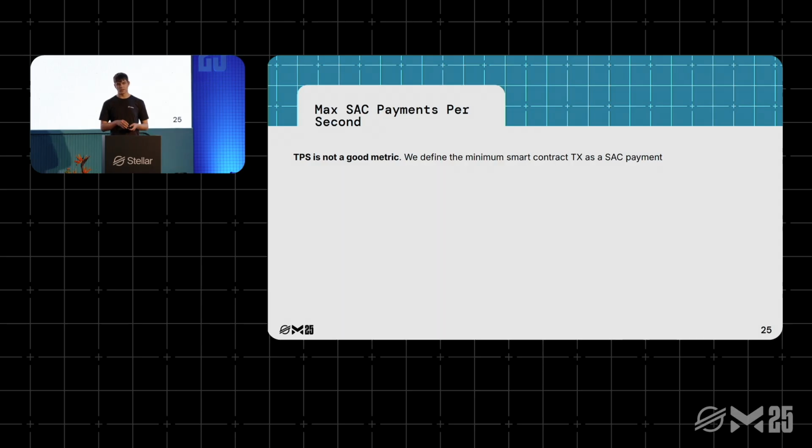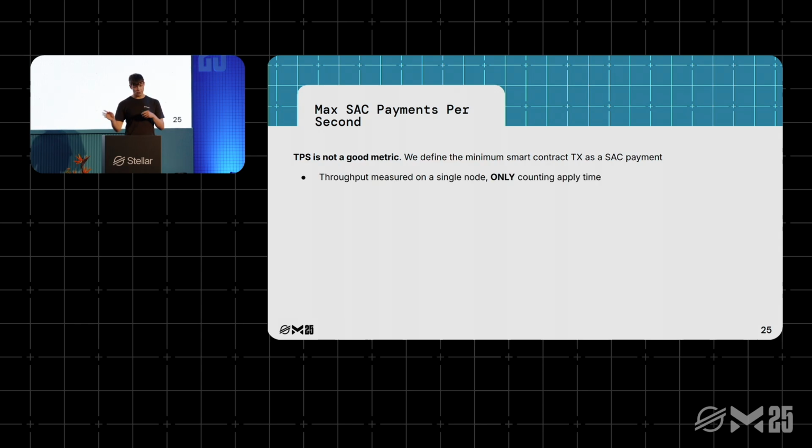So in this particular presentation, because we're talking about Soroban, I want to measure TPS via a Soroban minimum amount of work, and I'm defining the minimum amount of useful Soroban work to be a SAC payment. And so for the purposes of these measurements, instead of describing transactions per second, I will be describing SAC payments per second, where all of these are in the native XLM asset.